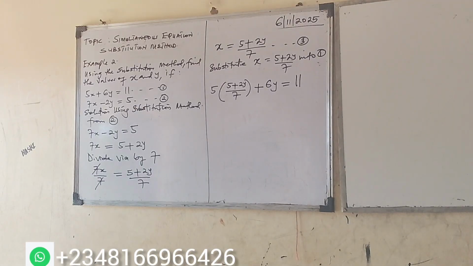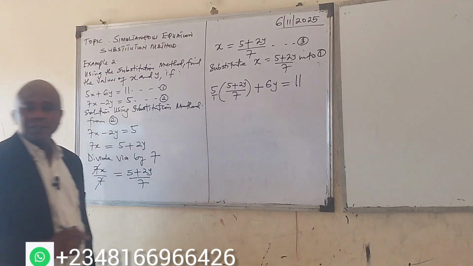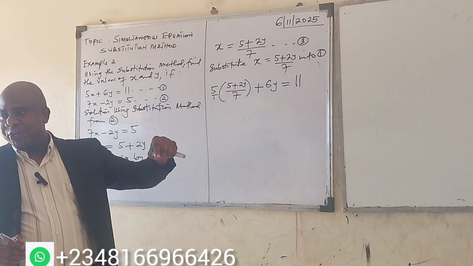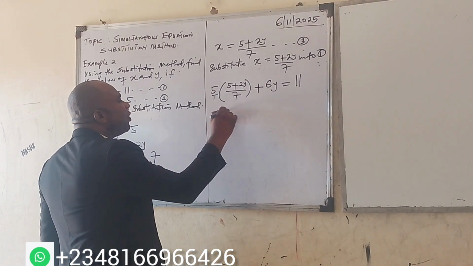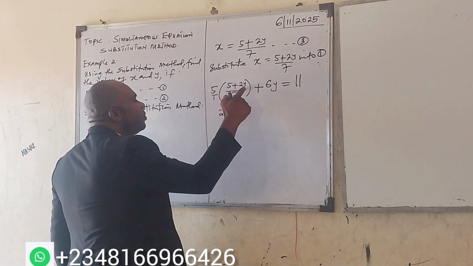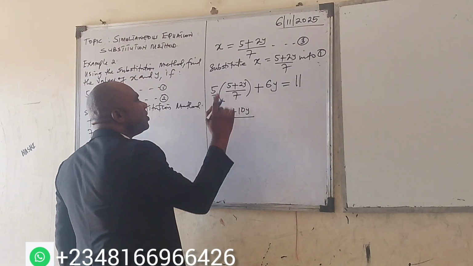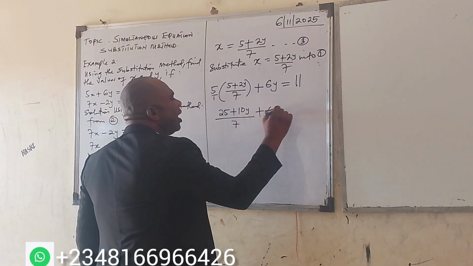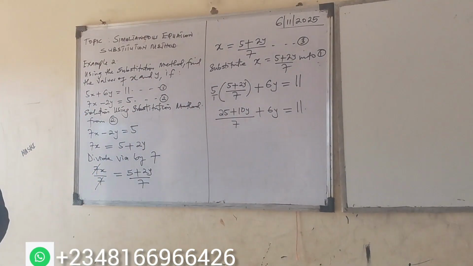And remember I told us that this 5 is the same thing as 5 over 1, isn't it? Yes, sir. That means we are using the 5 to multiply only the numerator. So here we have 5 times 5 is 25 plus 5 times 2y is 10y, all over 1 times 7 is 7. Now plus 6y is equal to 11.